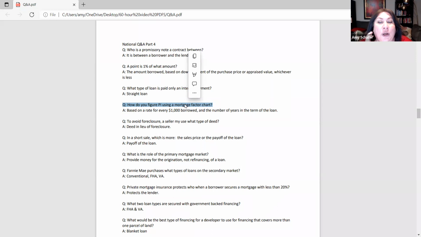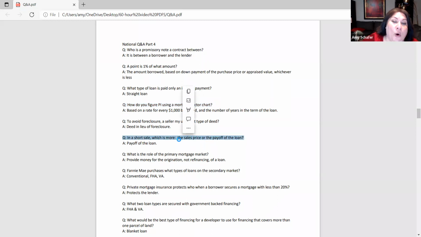To avoid a foreclosure, a seller may do a deed in lieu. This is also known as a friendly foreclosure. And in a short sale, which is more, the sales price or the payoff of the loan? It's the payoff of the loan. They're selling it short of what they owe to the bank.